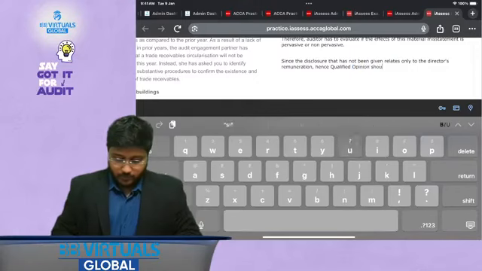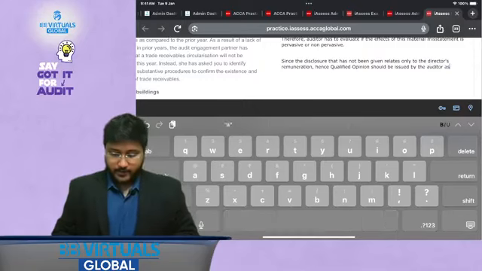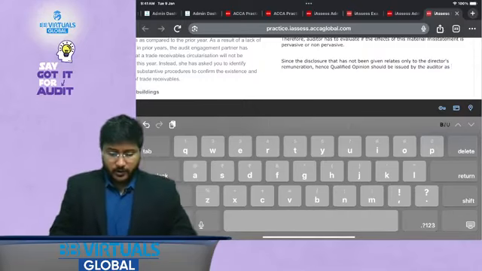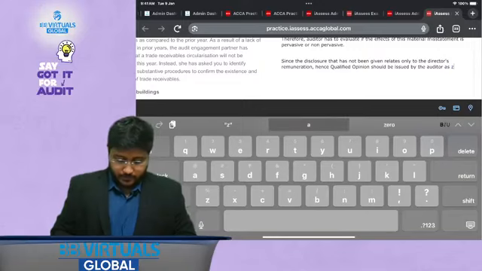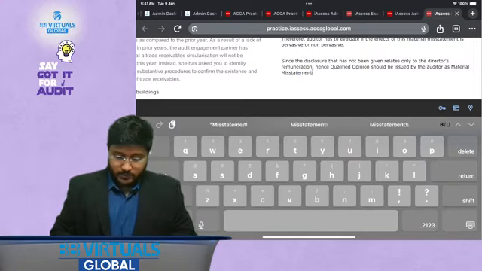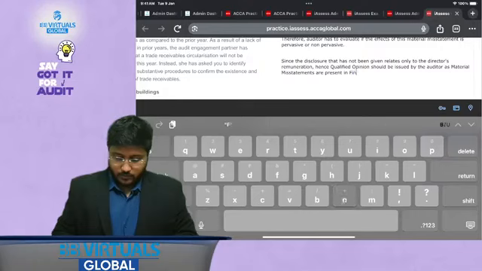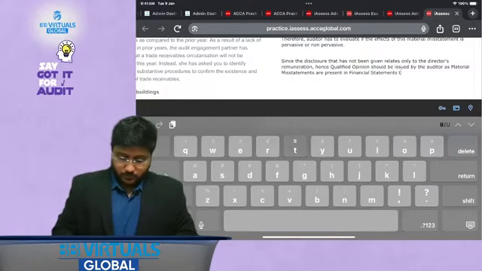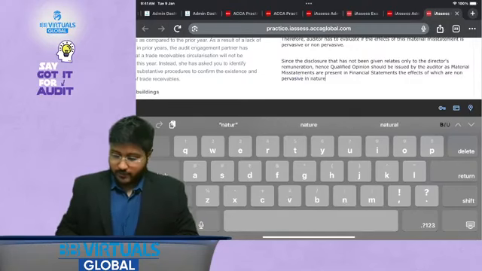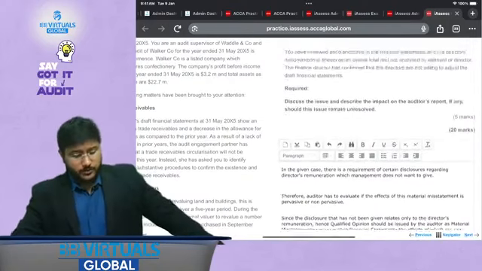opinion should be issued by the auditor, therefore qualified opinion should be issued by the auditor as material misstatements are present in financial statements, the effects of which are non-pervasive in nature. So I have written in short over here. Okay, I hope this is very, very important for you.